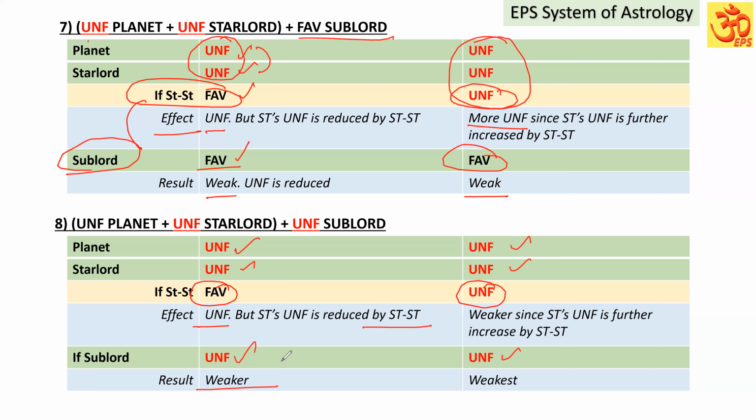based on the grouping of houses involved. The intensity of the unfavorable strength is going to be more. Here in this combination, you can see all levels ruled by unfavorable planets only. So it is going to be weakest. If the star lord or the sublord, in both the cases, is favorable, the intensity is going to be weak only. The weakness can be a little bit reduced in the result, but that is not going to be strong because from the planet up to the sublevel, they are all unfavorable.